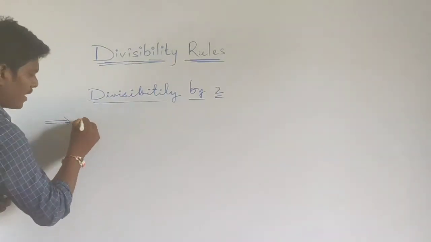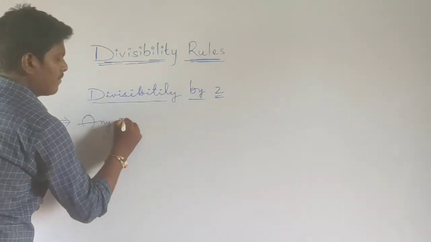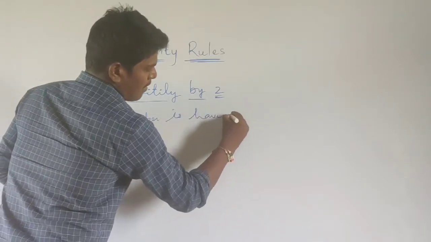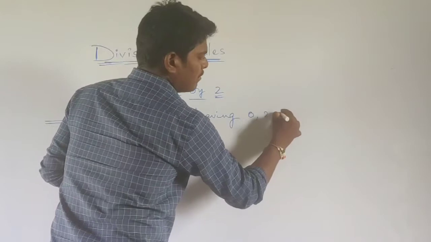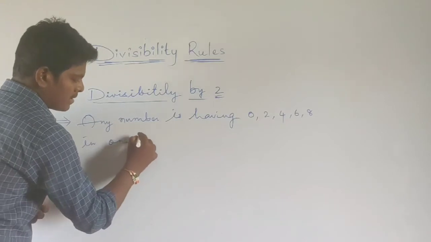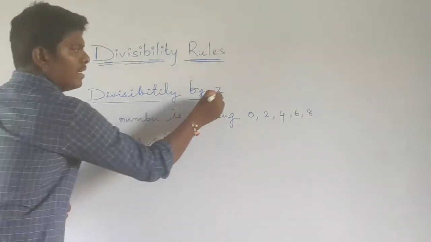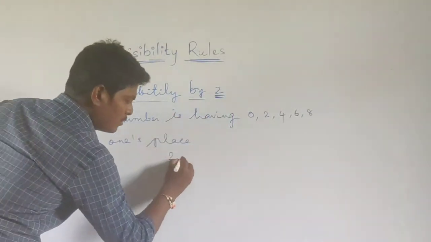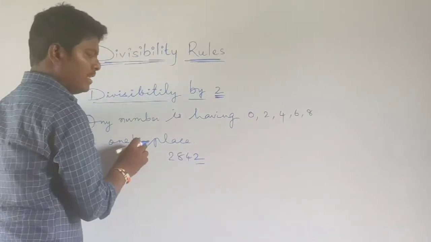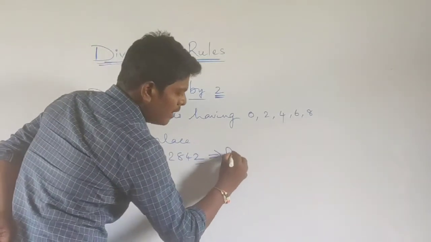If any number has 0, 2, 4, 6, 8 in the ones place, that number is divisible by 2. For example, 2842. In this number we have 2 in the ones place, so we can say clearly this number is divisible by 2.